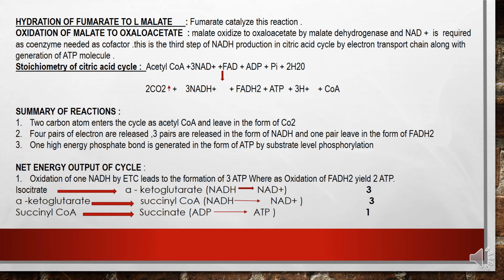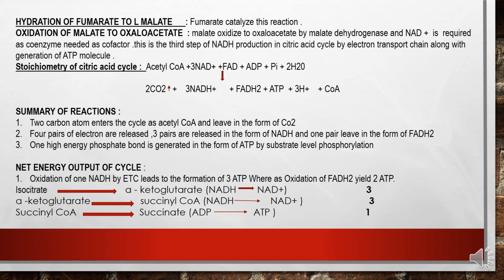So we can see the summary. What happens here is 2 carbon atoms enter the cycle as acetyl coenzyme A and leave in the form of carbon dioxide. 4 pairs of electrons are released. 3 pairs are released in the form of NADH and 1 pair released in the form of FADH2. One high energy phosphate bond is generated in the form of ATP by substrate level phosphorylation.